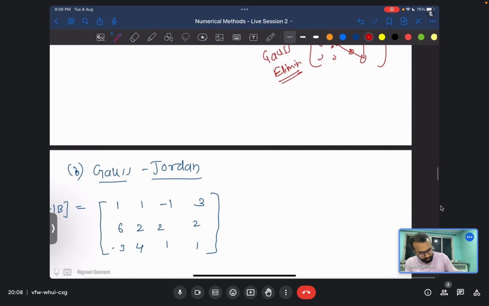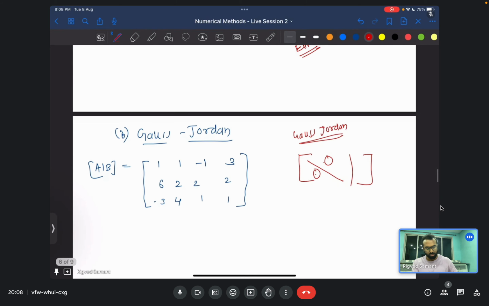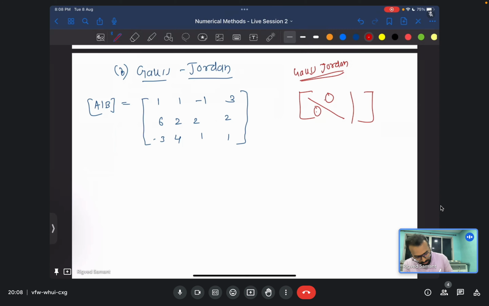In Gauss-Jordan, what we will do is, this is your diagonal elements, right? We will try to get 0 here and 0 here also. So that once you get the final form, you will not do back substitution. You will directly get the values of x1, x2, x3, or whatever the variables there are. So let's see how to do that.